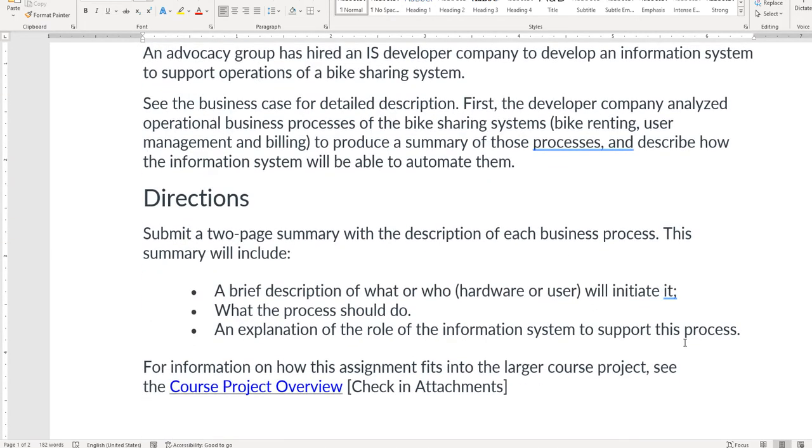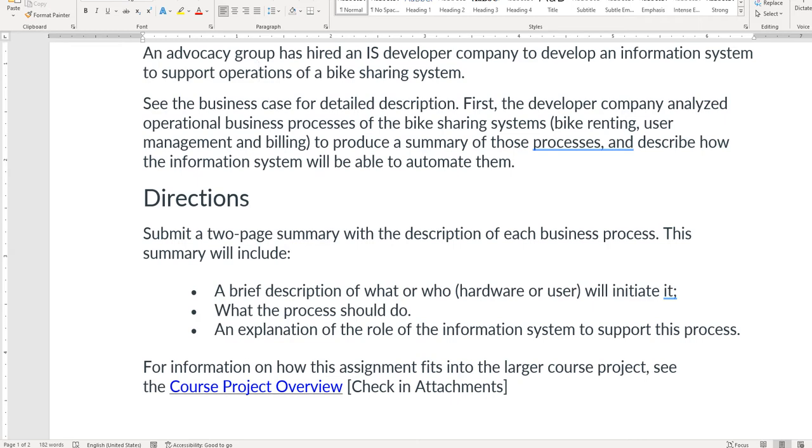The main purpose of this document is to understand the course project that is given and identify hardware and software resources and users that are required to initiate the project. Next, what are the important processes that will be completed as a part of completing the project. Next, explaining the role of information system to support the processes, business processes that will be accomplished. So first, let us understand the course project.